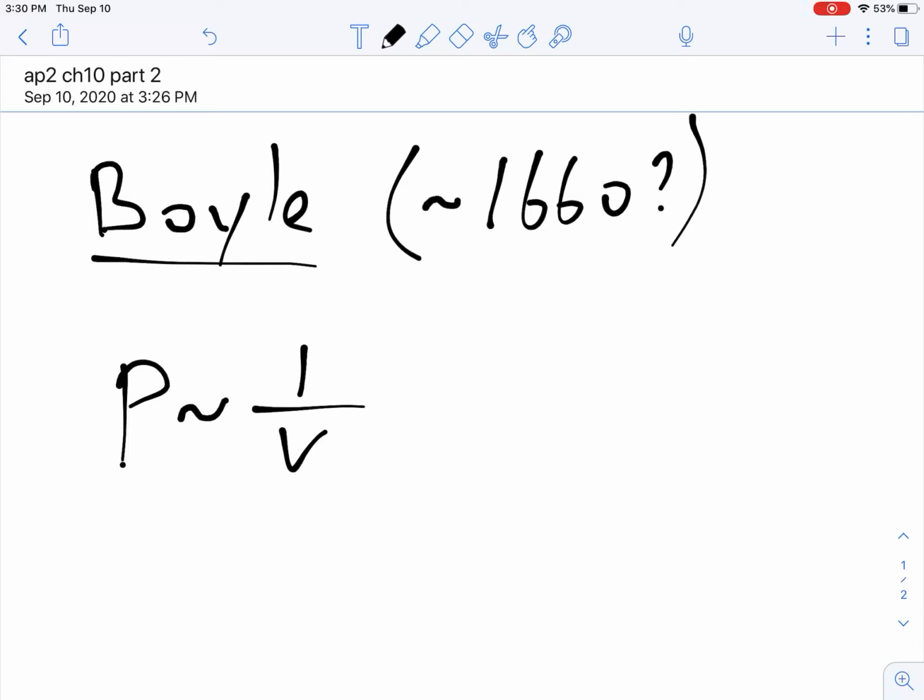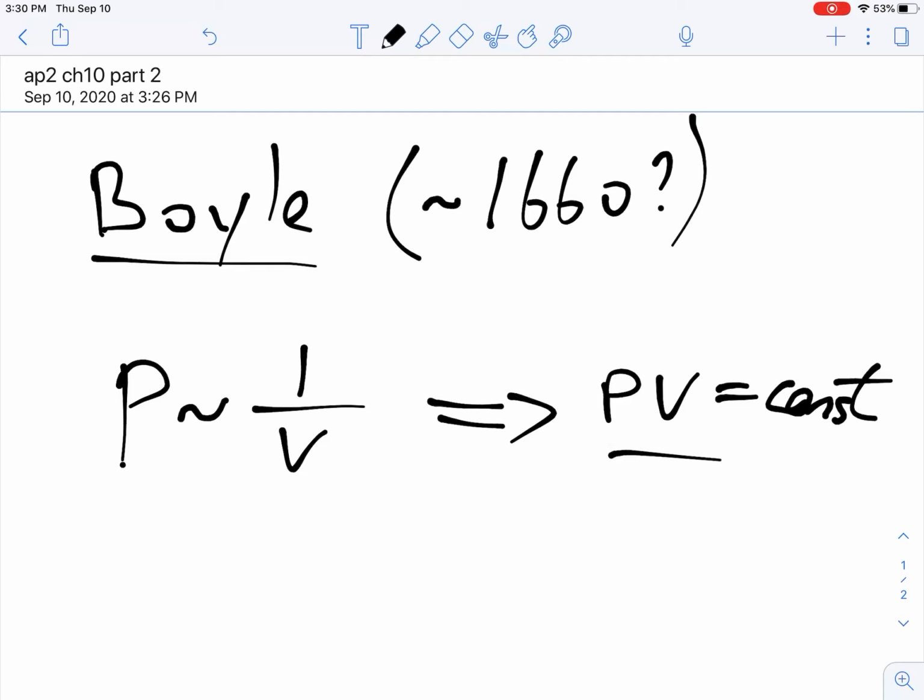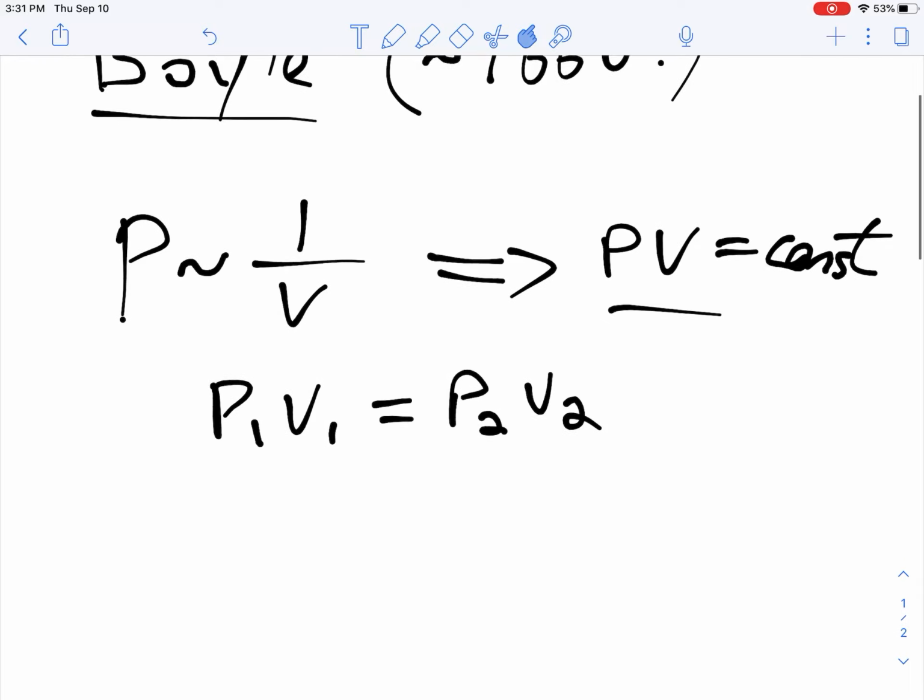If you apply pressure to a balloon, the balloon gets smaller. If you squeeze on it, it gets smaller. So there we go. This in turn means that the pressure times the volume is constant. Another way of writing that is to say P1 V1 has to equal P2 V2. That remains constant. That is Boyle's law.